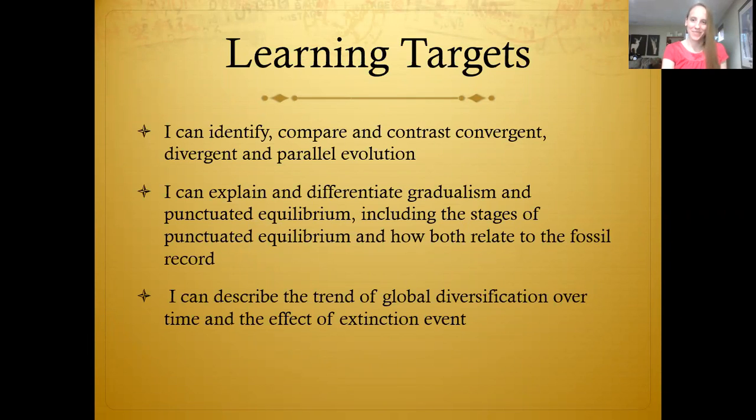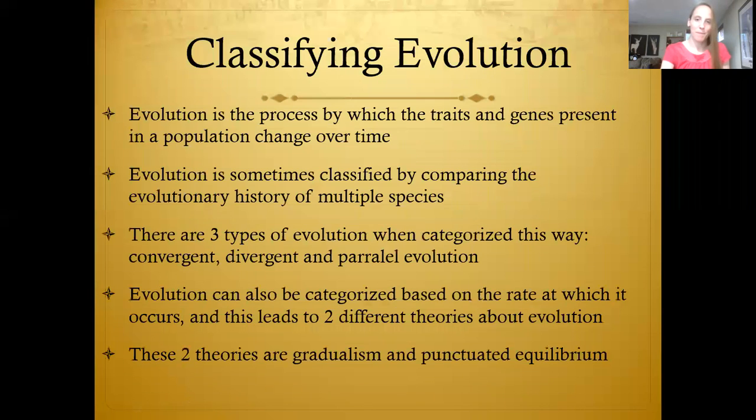Okay, so for this lesson, we're going to be going over the difference between convergent, divergent, and parallel evolution. We're then going to look at the theories of gradualism and punctuated equilibrium. You do need to know how the fossil record relates to both of those, as well as the different stages of punctuated equilibrium. And then lastly, we're briefly going to touch on the trend of global diversification and extinction.